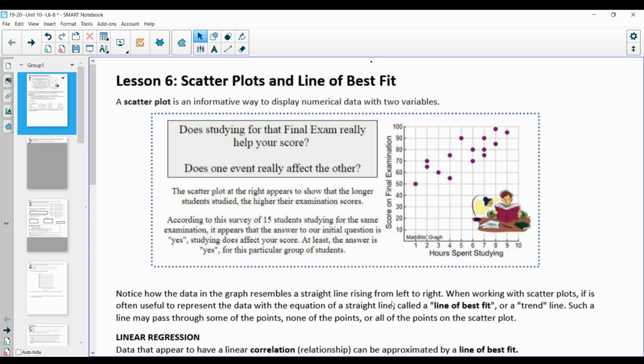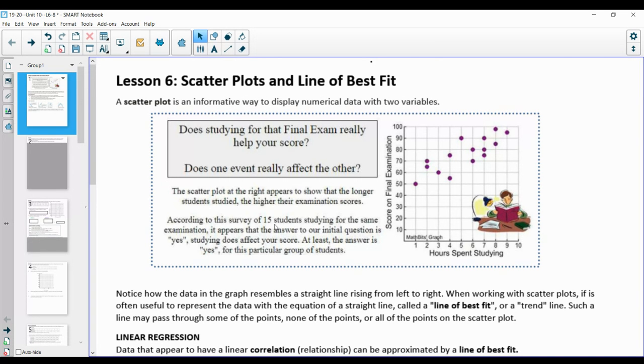Okay, so for lesson 6, we're talking about scatter plots and line of best fit. A scatter plot is just another way to display numerical data between two variables. So if you look down at this graph here, it says, does studying for the final exam really help your score? Does one event really affect the other? Well, if you look at the scatter plot, it shows that the longer a student studies, the higher their score.